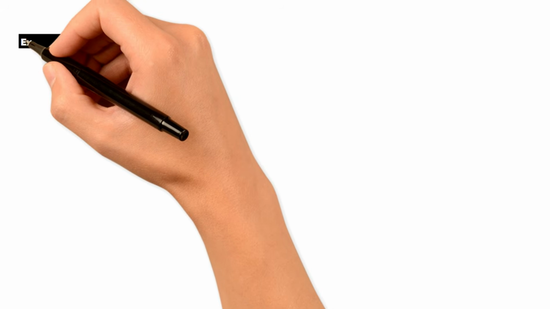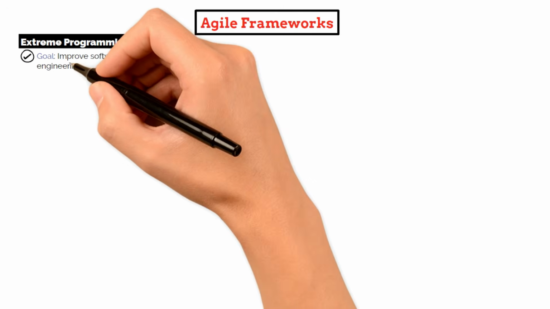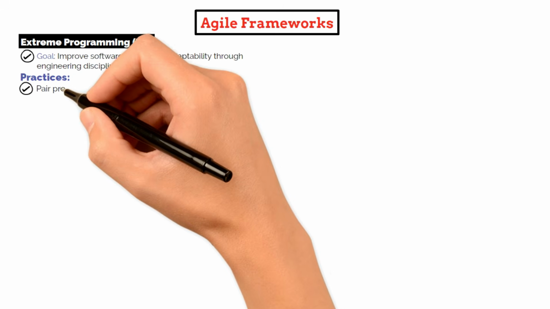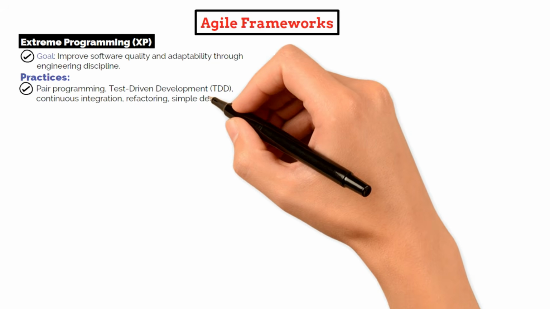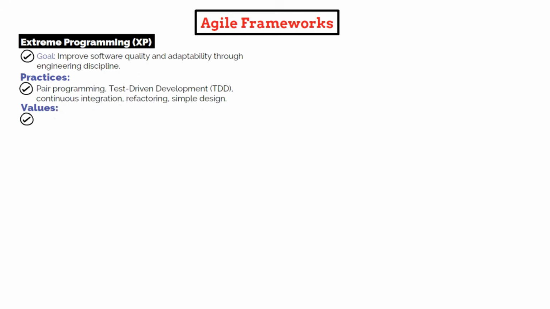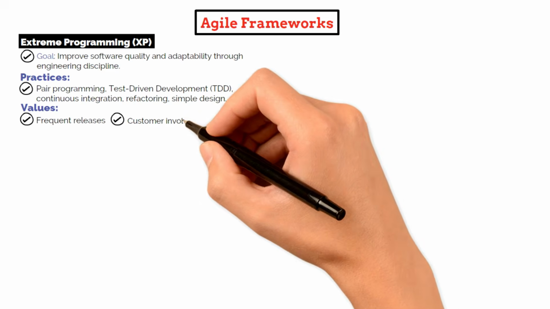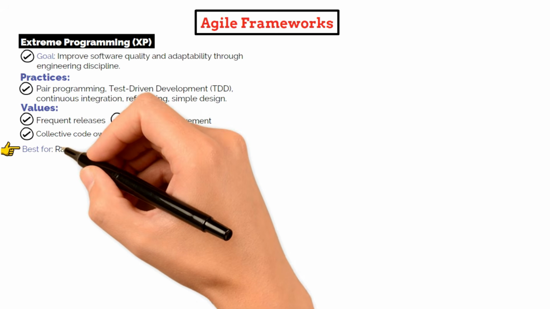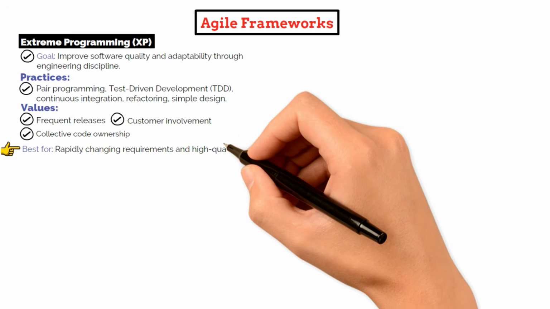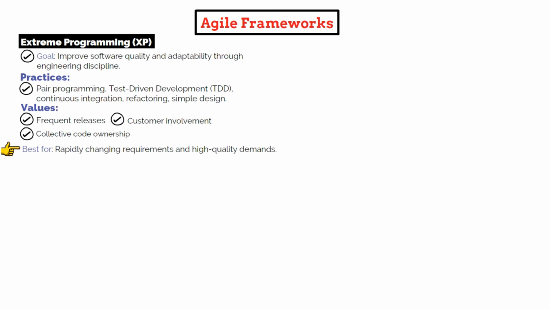The next one is extreme programming. XP is one of the most technically disciplined Agile frameworks. It's designed to improve software quality and responsiveness to change through a set of engineering best practices. These include pair programming, test-driven development, continuous integration, refactoring, and maintaining a simple design. XP values frequent releases, customer involvement, and collective code ownership. It's especially useful when requirements are expected to change rapidly and technical quality is a top priority.